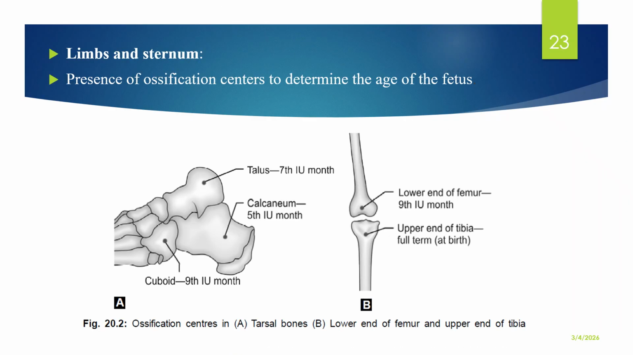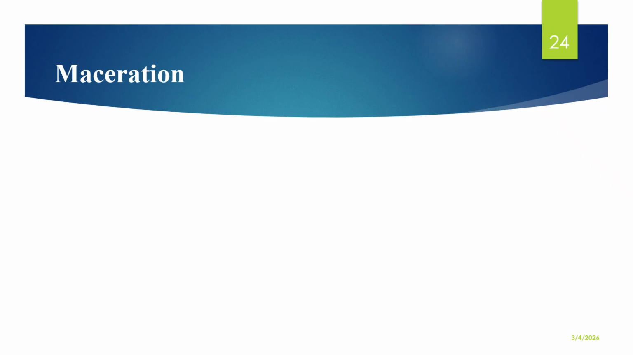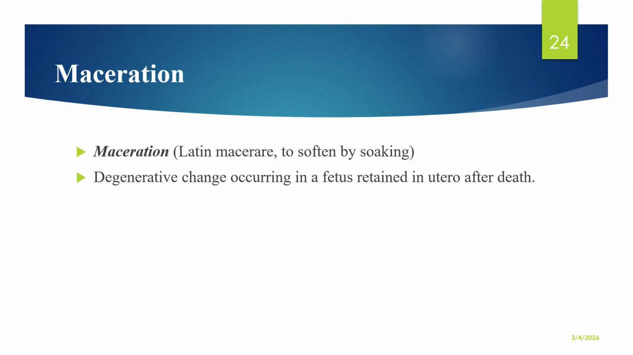Then the limbs and the sternum. Here in the bones, we check for the ossification center to determine the age of the fetus. In talus, ossification center appears at 7 months of intrauterine life. Calcaneum we see 5th month of intrauterine life. Lower end of femur we see in the 9th month of intrauterine life. Lower end of tibia we see at birth. Okay. So these are some of the ossification centers that help to determine the age of the fetus. Now, what is maceration?